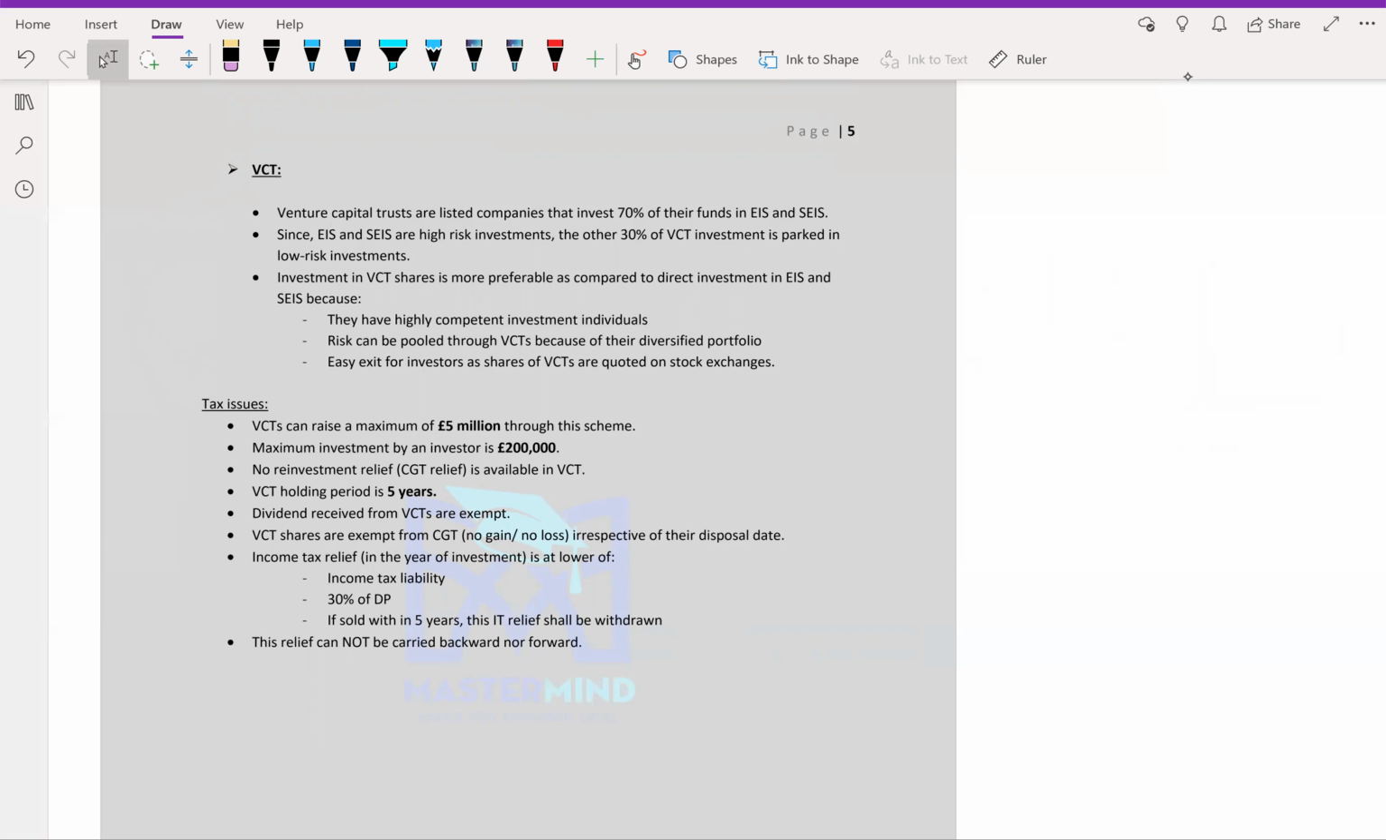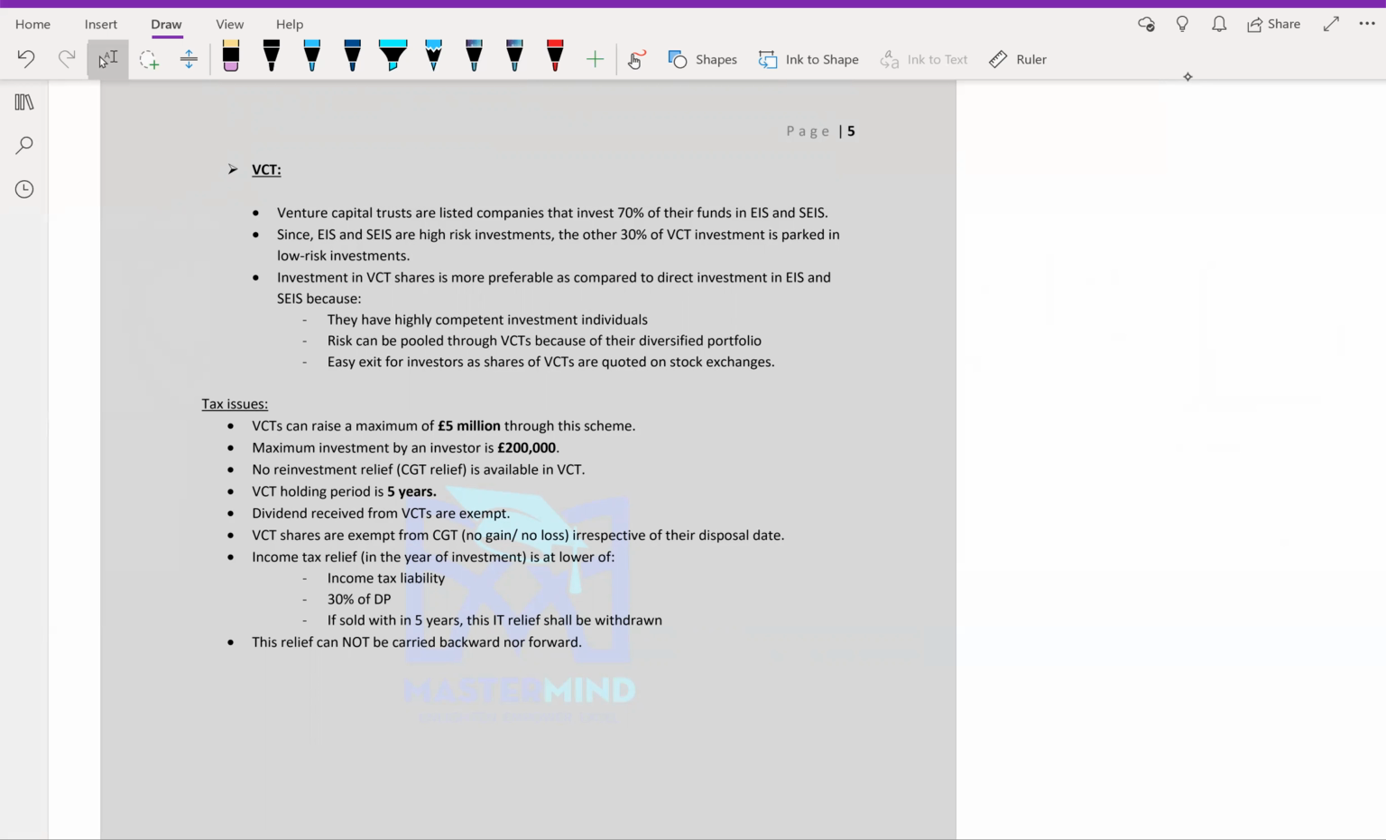Why? Because they have highly competent investment individuals. Risk can be pooled through VCTs because of their diversified portfolio, and there's an easy exit for investors as shares of VCTs are quoted on the stock exchange.